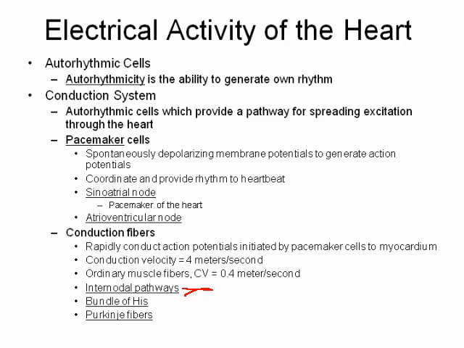These are referred to as the internodal pathways. They exist between these two nodes here. The bundle of His and the Purkinje fibers. Now we're going to show these in a diagram coming up.